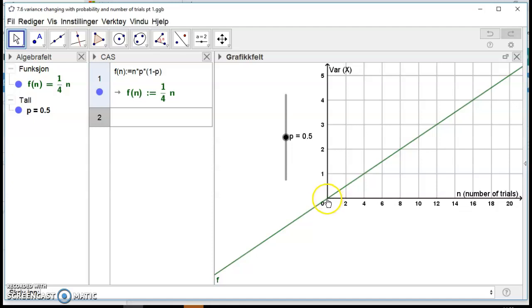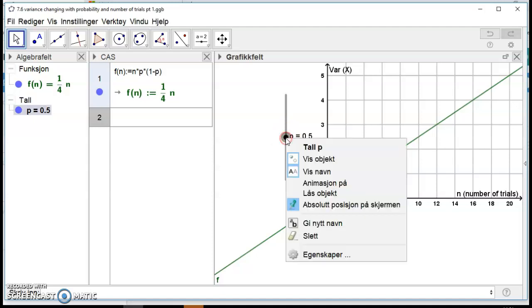So here we have 0 trials, we have 1 trial, and the variance is going steadily upwards all the time. Yeah, so it increases. So as the number of trials increases, the variance increases. What if we change the probability as well? I could animate this glider and let the probability oscillate and move between 0 and 1.